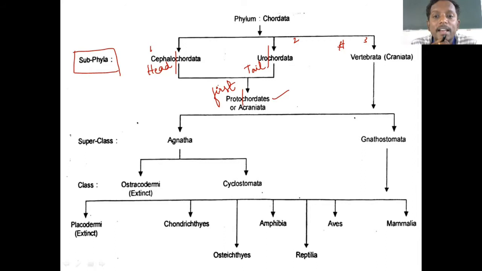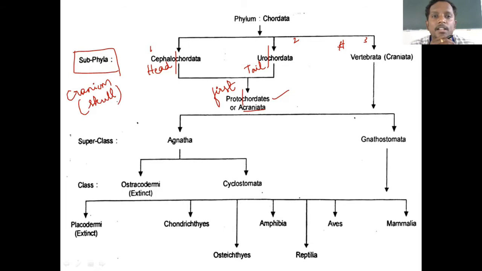Now, if you recall my second session, asymmetry in case of porifera, what was A standing for? Absent. Acoelomates, when we studied platyhelminthes, A was standing for absent. Once again, here A refers to absent, cranium or craniata. A refers to absent, cranium. Cranium in English refers to skull.